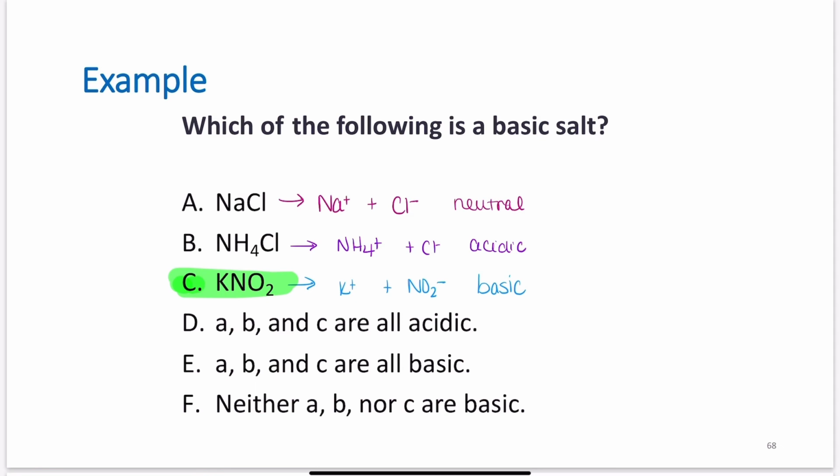So A, B, and C are all acidic? No. A, B, and C are all basic? No. Neither A, B, nor C are basic? No. C is the correct answer.